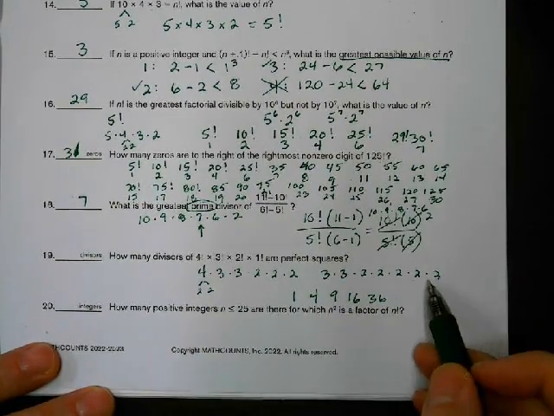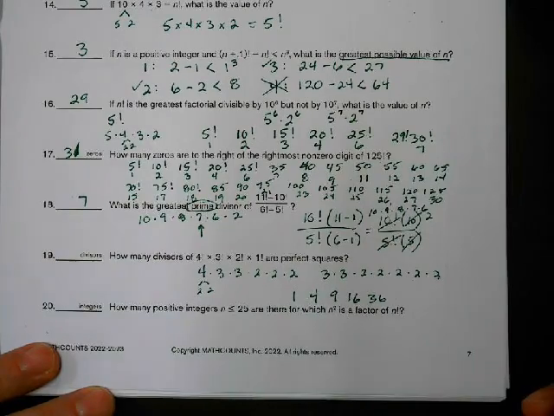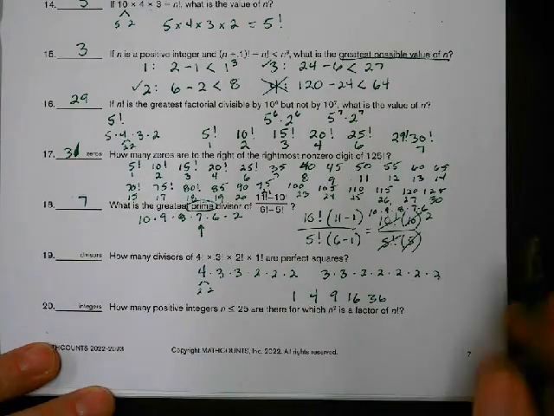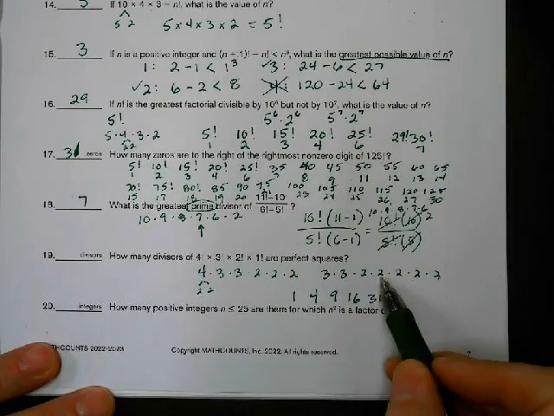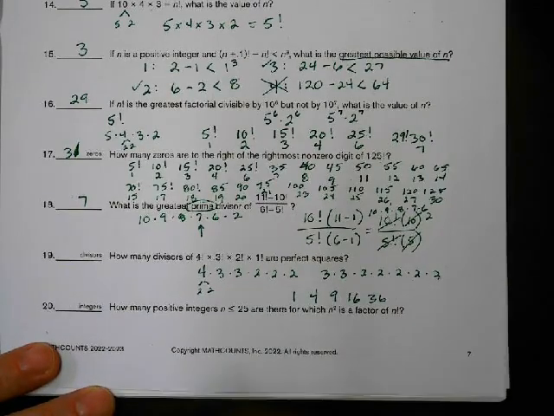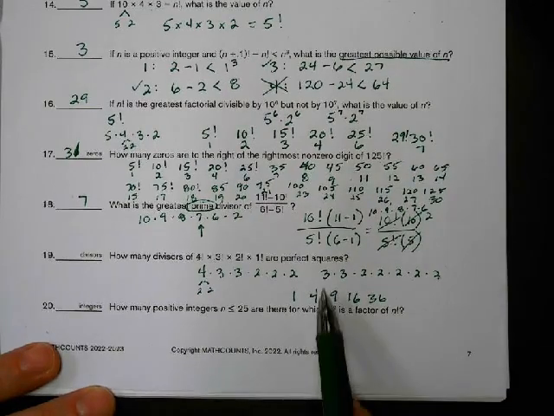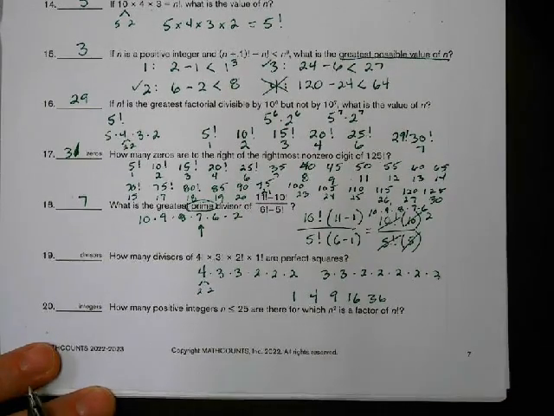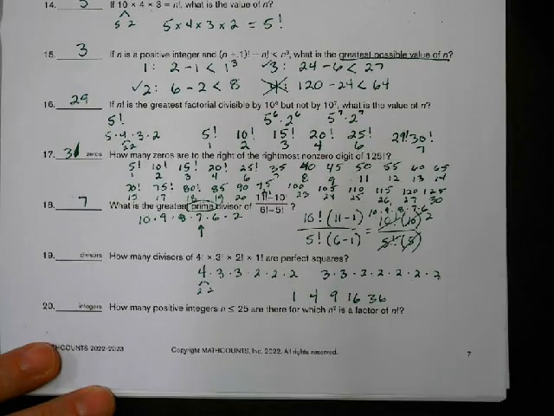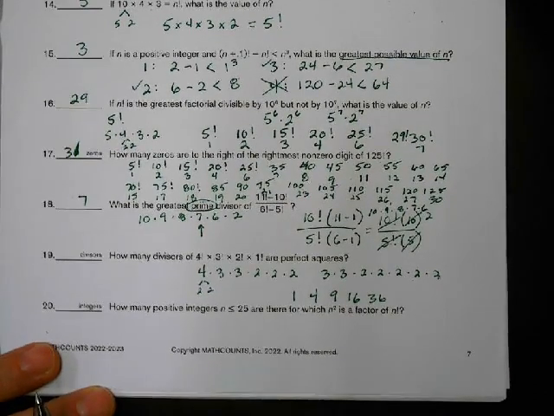64, 1, 2, no, that's 32. So 64 is not going to go in there. 81 is not going to go in there. I don't have enough 3s. 100, I don't have any 5s, so that's not going to work. 121, that's not going to work because I don't have any 11s up there.